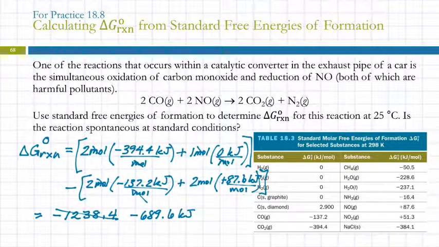Okay, so we calculated delta G. Is the reaction spontaneous? Yes, because delta G is less than 0. And I'm very big on answer all the questions. Okay, this is requesting 2 pieces of information. Calculate delta G and answer the question, is it spontaneous?